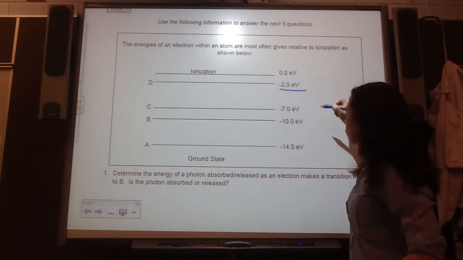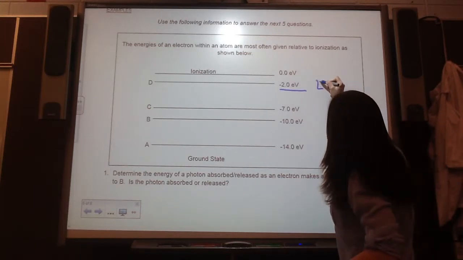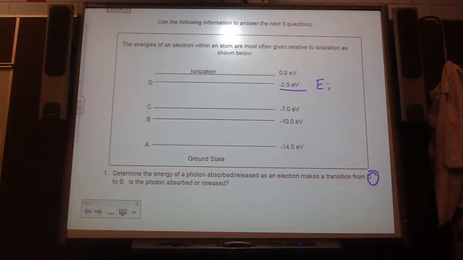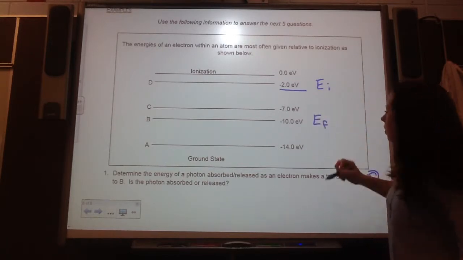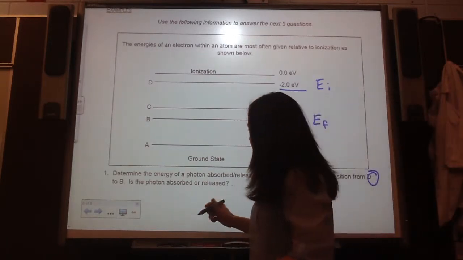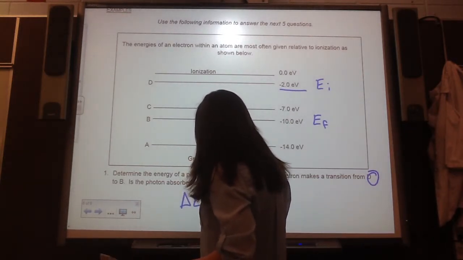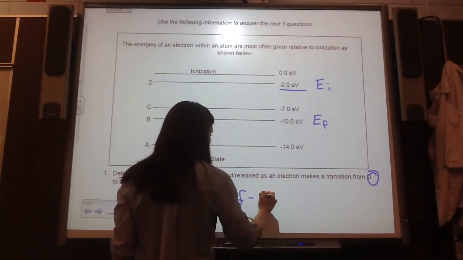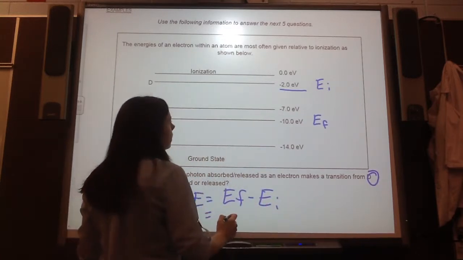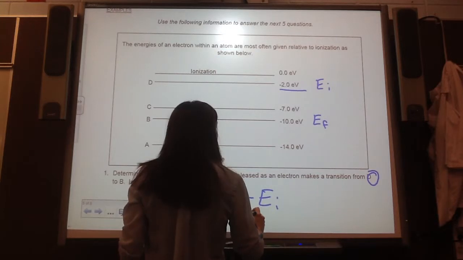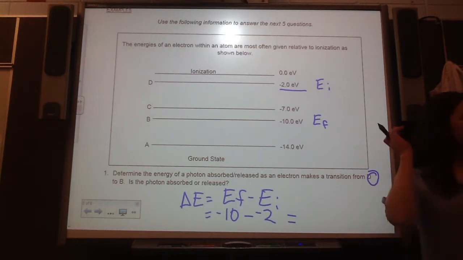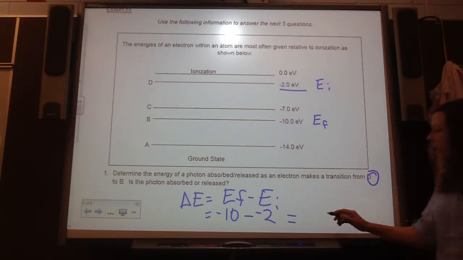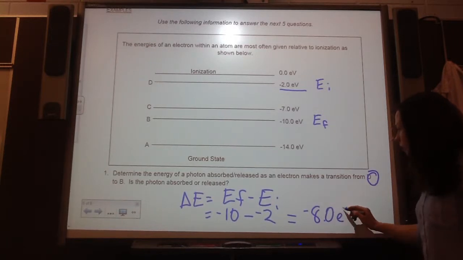from D, so that's where I start, so I'm going to say that is my E initial, to B, which is E final. So the energy of the photon absorbed or released is just delta E equal to EF minus EI, which is -10 minus -2. So include the negatives and positives when you do your actual calculation. So I'm going to get -8.0 eV.